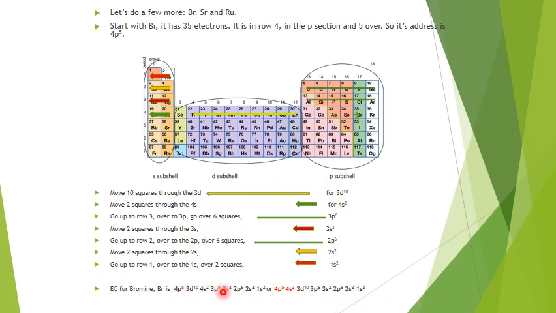Just like the way I developed it, 4p5, 3d10, and so forth. The highest energy level is 4, here and here. And there's a total of 7 valence electrons, 5 from the P and 2 from the S. So the valence shell is 4, and there are 7 valence electrons.